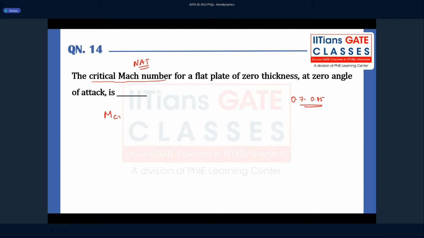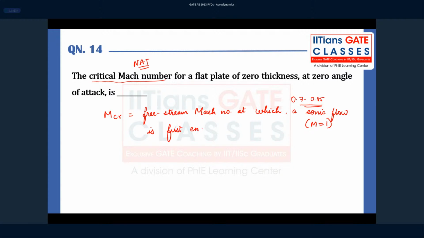So the critical Mach number, M_CR, is actually the free stream Mach number at which a sonic flow, that is when M is equal to 1, is first encountered on an airfoil.